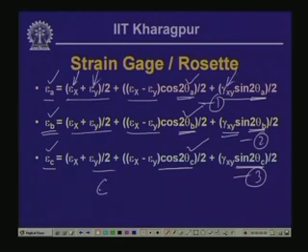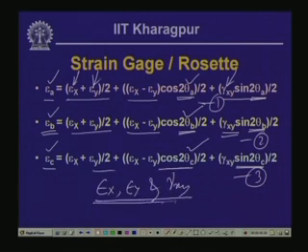So, once we know epsilon x, epsilon y and gamma xy, then using these three quantities we can evaluate strain at any orientation as we desire, as we have seen, either using the transformation equation or using the Mohr circle, or we can evaluate even the principal strains and consequently we can evaluate principal stresses from the material properties.